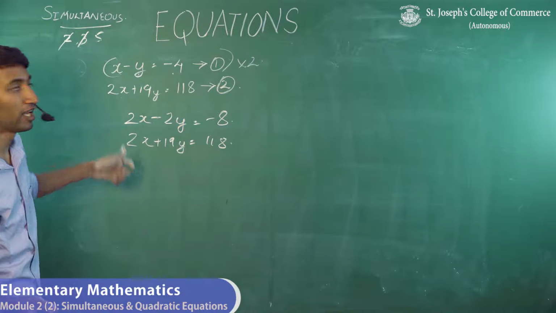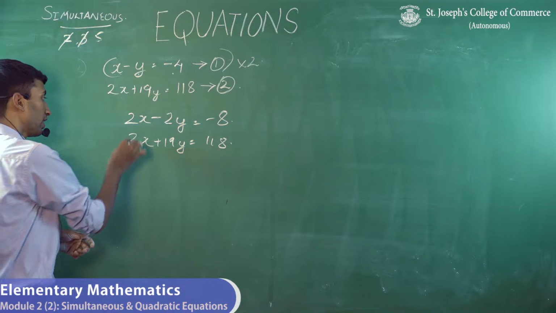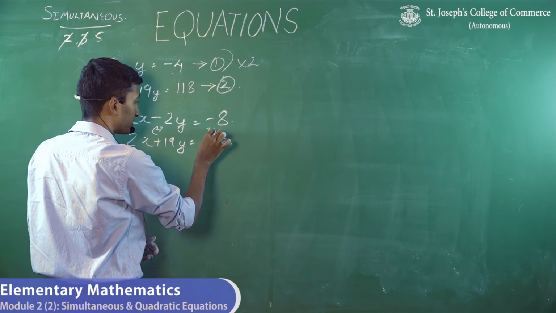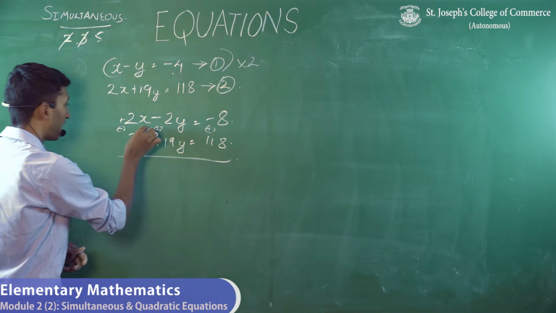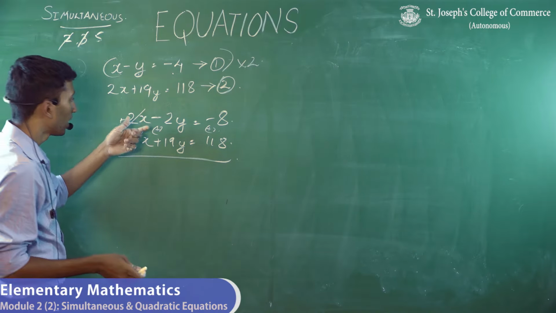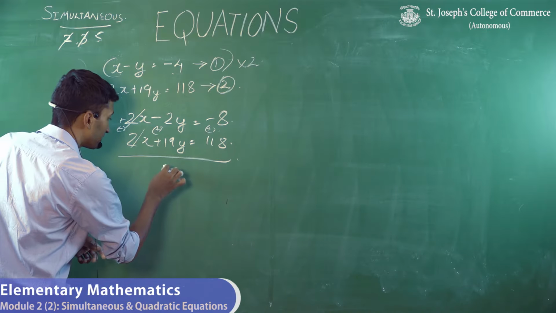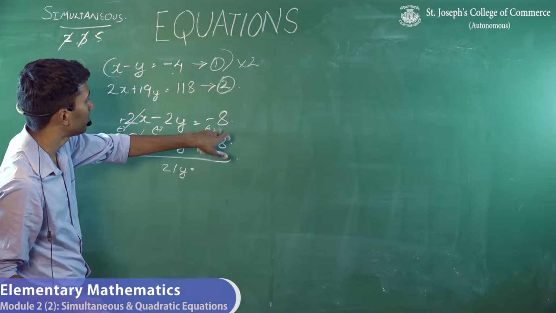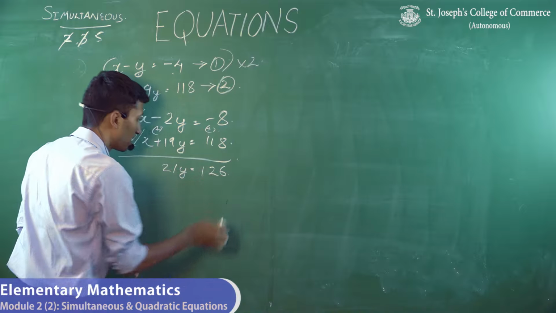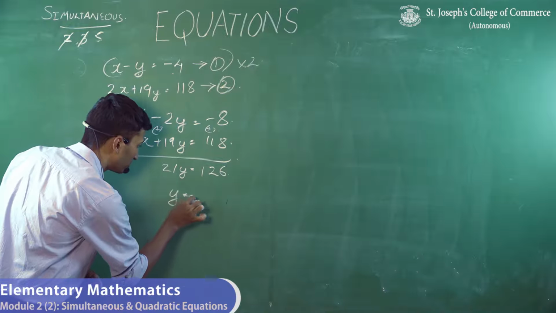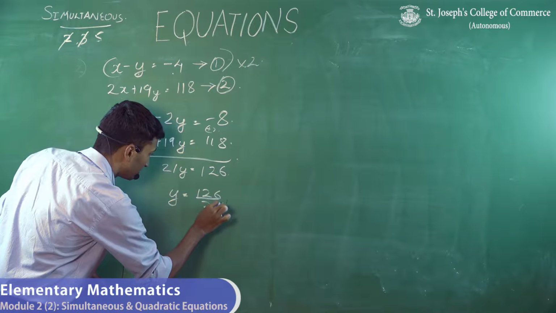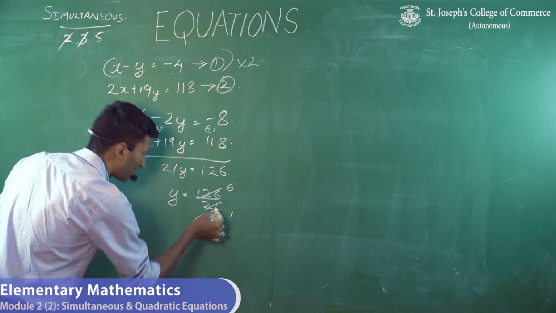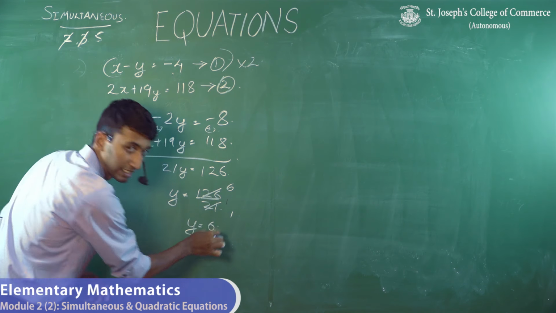What I'll do over here is I'll change the signs of the first equation. That would mean minus, this will be plus, and this will be plus. So 2x and 2x get cancelled out. Plus 19y plus 2y will give me plus 21y, which will be equal to 118 plus 8 will give me 126. So y would be equal to 126 by 21, which would be, so 21 into 6 will give me 126. So y is equal to 6.